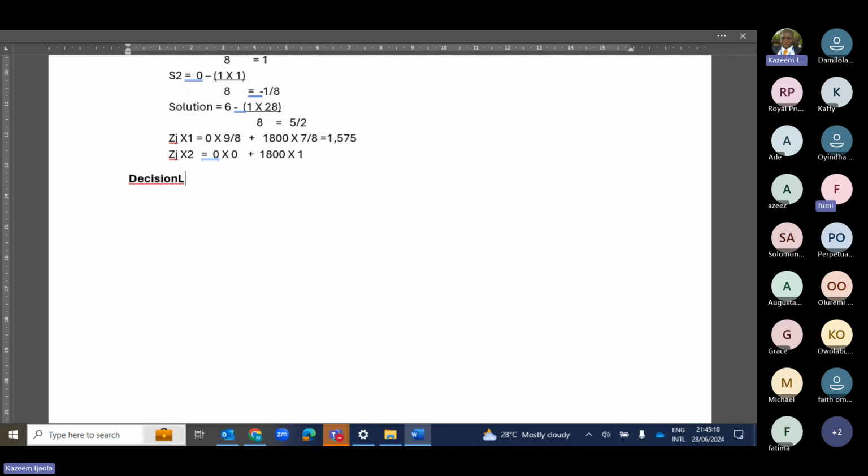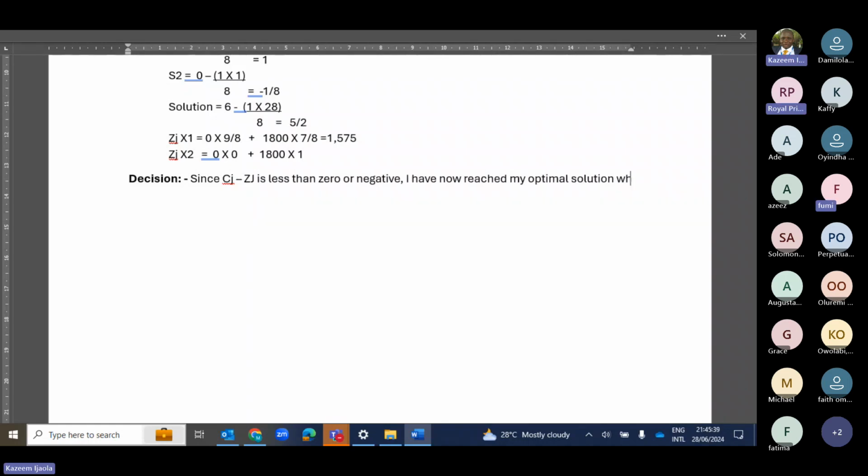Since you say decision, but Abbas said you cannot go beyond table 3, that if you go above table 3, they are already pursuing you from the village. Since CJ minus ZJ is negative, less than 0, you will say, now we have reached my optimal solution.